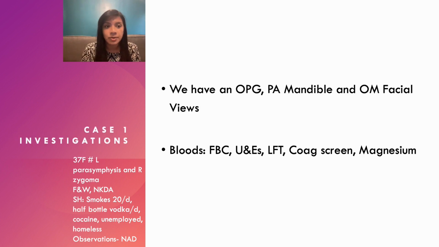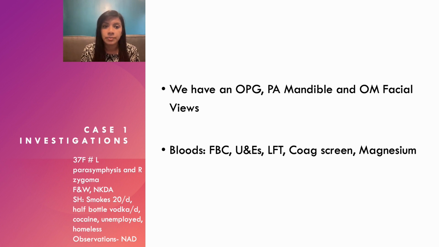Right, so going back to our case, what investigations do we need? So we've now got an OPG, we have a PA mandible, and we have the OM facial view. So we know that she also has a fractured right zygoma in addition to that left parasymphysis and the right coronoid process. We want to take some bloods.